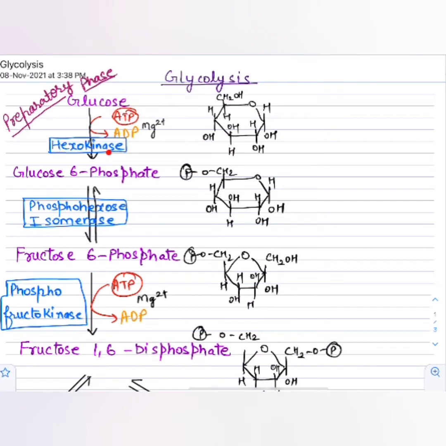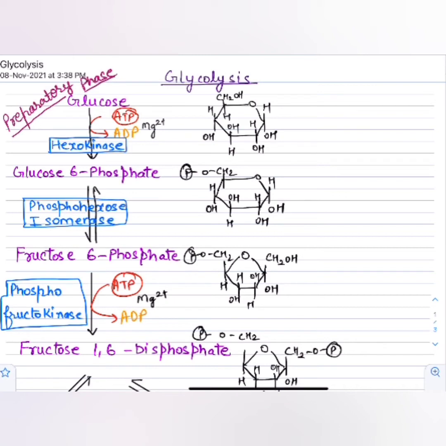So with the help of hexokinase enzyme, we convert glucose into glucose 6-phosphate. Hexokinase is a kinase enzyme which helps in transferring phosphate group from ATP to glucose. So from ATP, phosphate group is transferred to glucose so that it becomes glucose 6-phosphate. And hexokinase is a very non-specific enzyme because hexo means 6 carbon. So it works for all 6 carbon compounds.